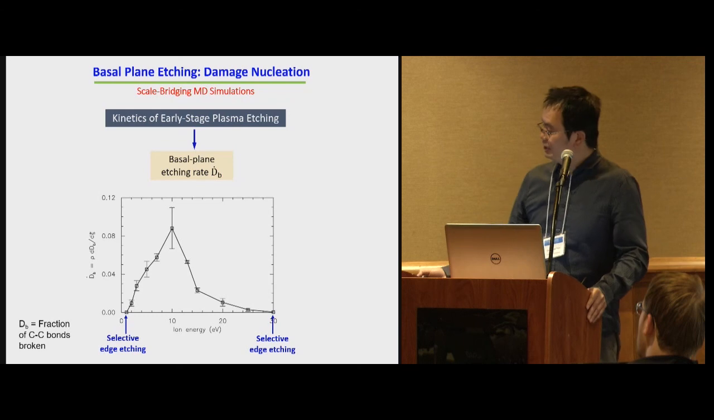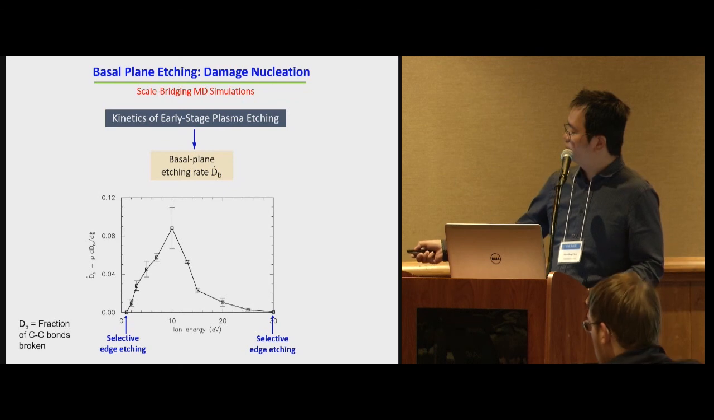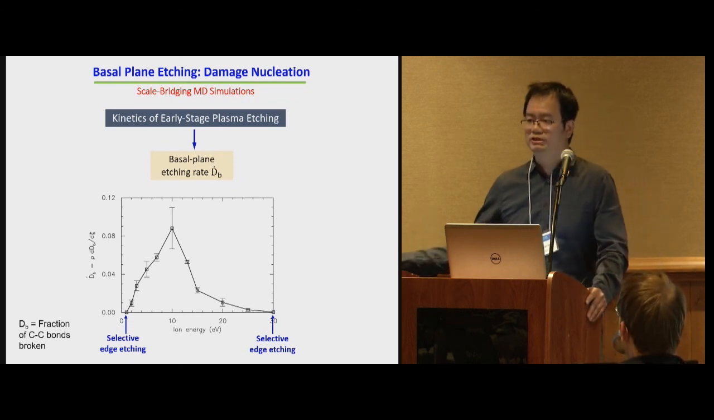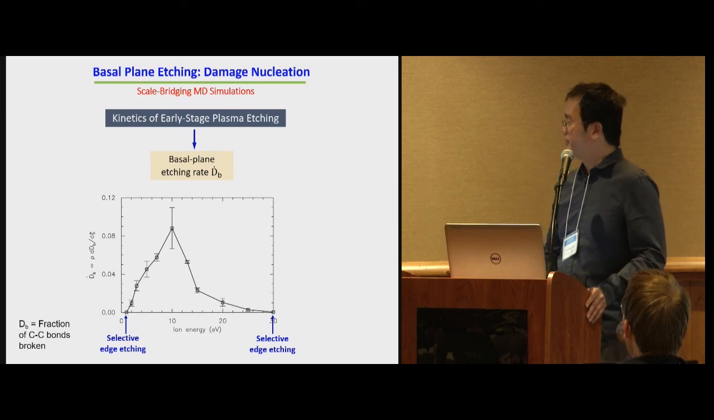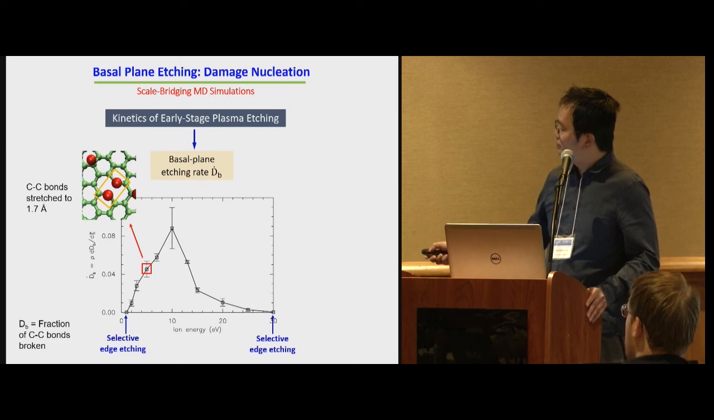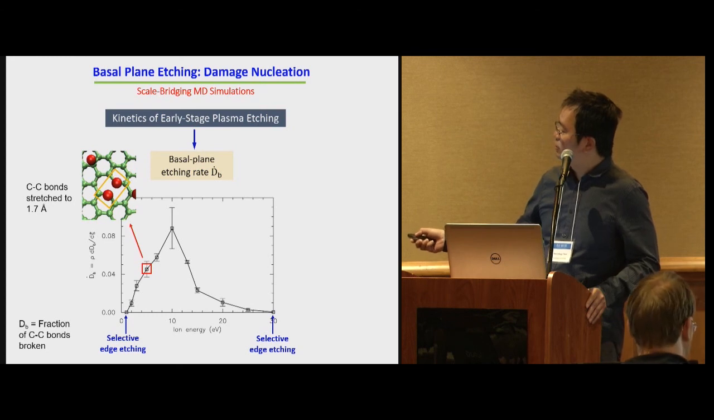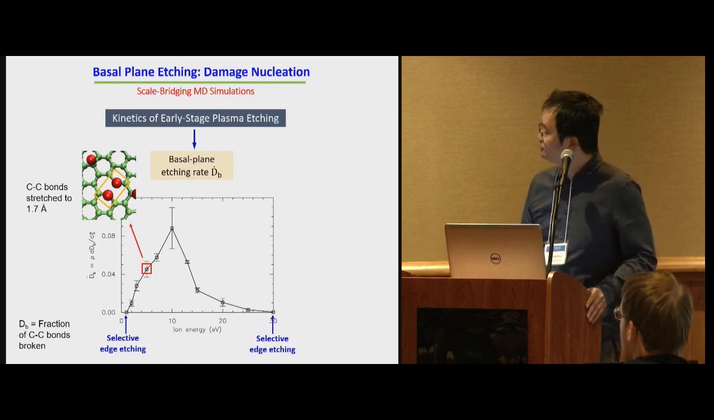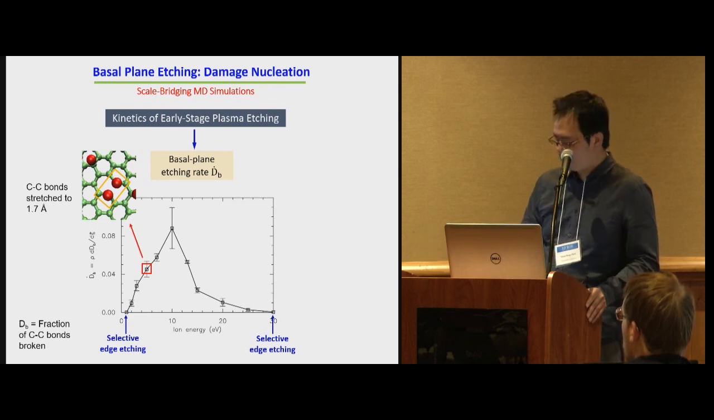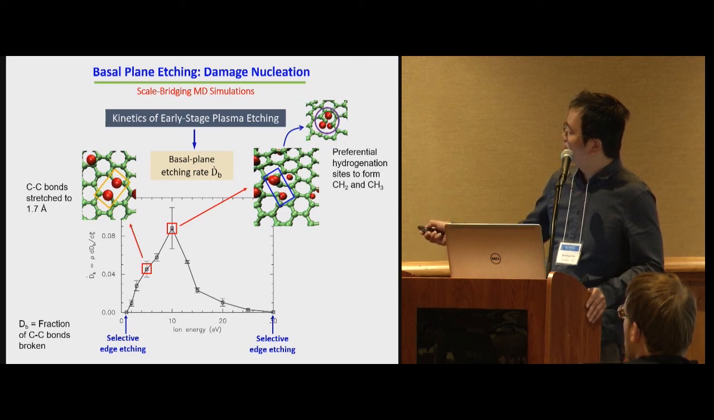Okay, and we see that at very low ion energies or at very high ion energies, we get selective etching. So basal plane etching rate is essentially 0. So no damage to the basal plane of graphene at these energy levels. If we go up to roughly about 5 electron volts over here, we have carbon-carbon bonds forming on the top side of the graphene sheet. Okay, and if we go up to, let's say, about 10 electron volts, we have CH bonds forming both at the top and bottom side, concurrently, of graphene.